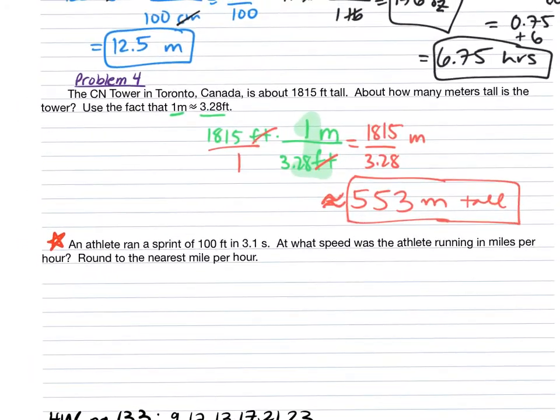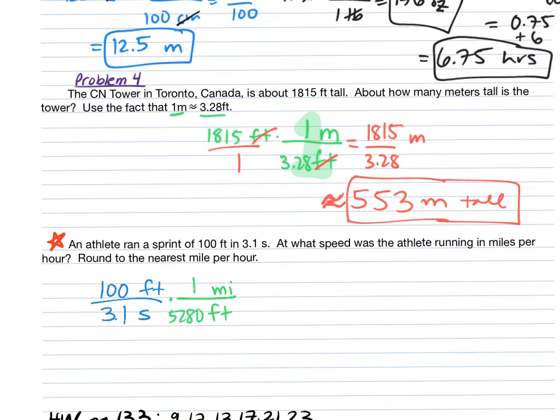So first of all, we need a couple of different things. Let's write what we have. We have 100 feet in 3.1 seconds. Okay, so let's first get rid of the feet. We're going to multiply this by a conversion factor that's going to get rid of feet, and we want it to be in miles. So how many feet are in a mile? I think it's 5280 in 1 mile. I'll double check. Yes, I was right. Okay, so then my feet cancel.